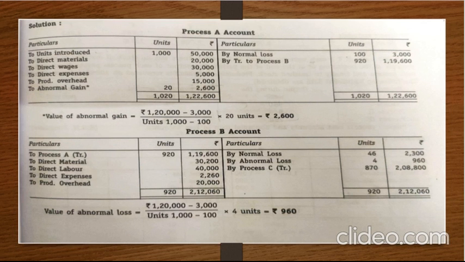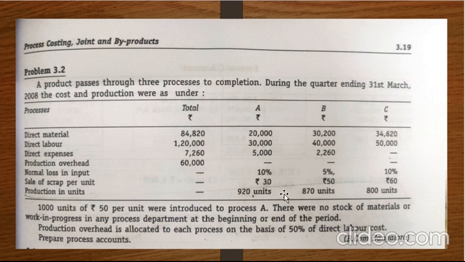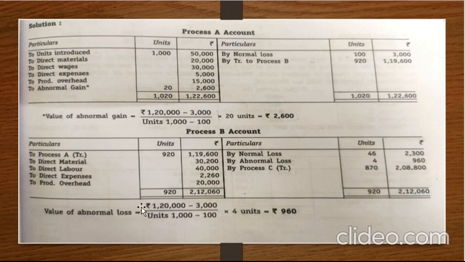Then your production overhead, as per the question, is 50% of direct labor. So direct labor is how much? 40,000. 50% of that will give you 20,000. So you will be considering 20,000 here. So production overhead is 20,000.